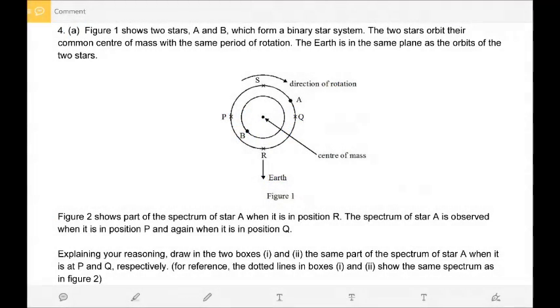Question 4. We've got a diagram showing two stars A and B that are forming a binary star system, so they're orbiting around each other. The two stars are orbiting the centre of mass at about this point here in the centre, and the Earth is in the same plane, so we're looking at these binary stars.